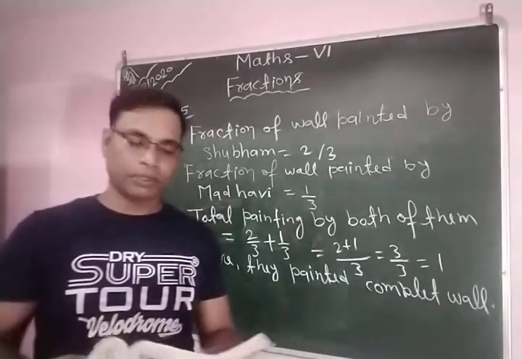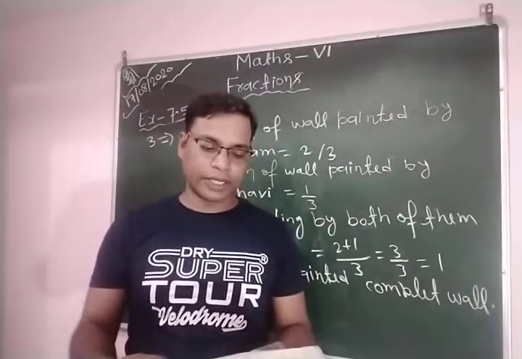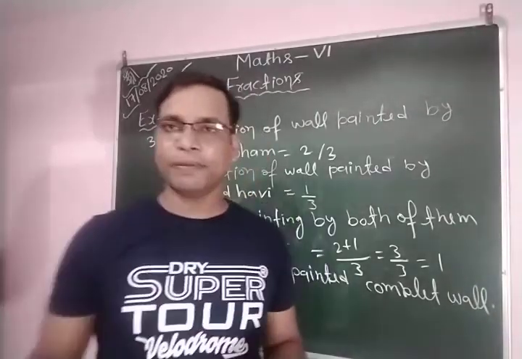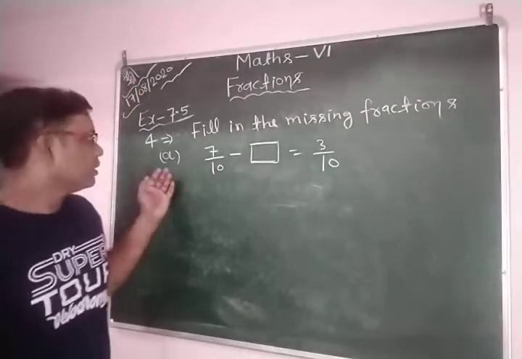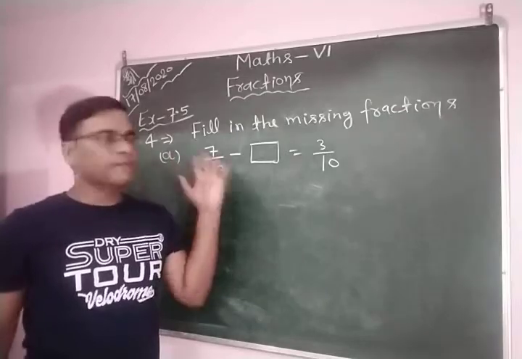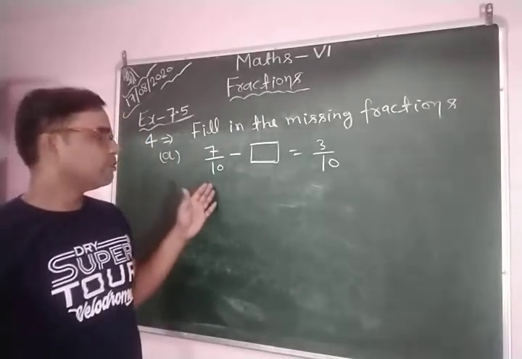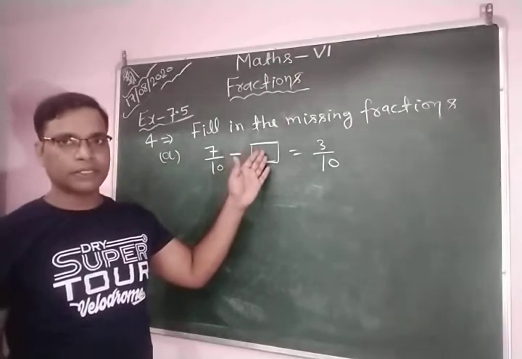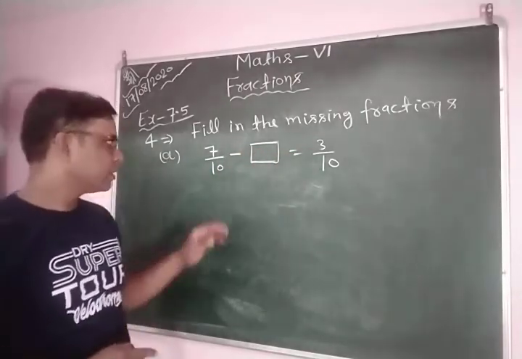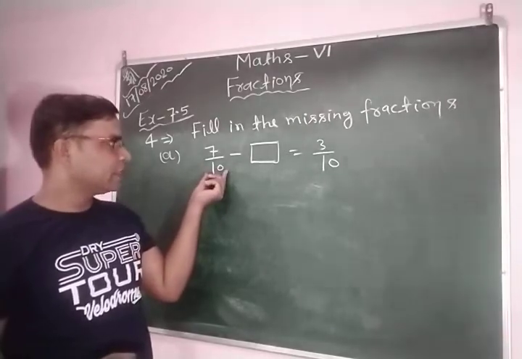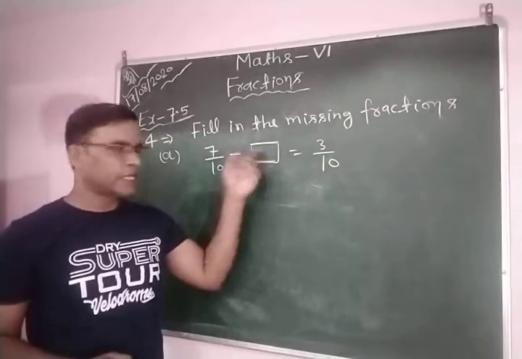Next question, question number 4. Fill in the missing fractions. Part A: 7 by 10 minus blank space is equal to 3 by 10. Here you can see these tens and these tens are both like terms, so this is also like terms.